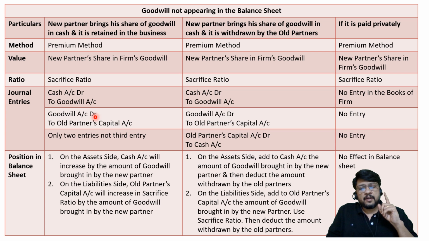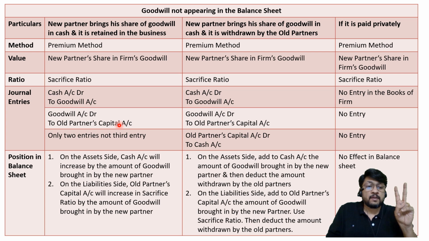But remember, in 12th standard exam, you should not pass combined entry. You should pass two separate entries, cash account debit to goodwill account and goodwill account debit to old partners capital account. Sir, old partners means if there are two old partners, then yes, two old partners. Three, then three old partners. Sir, but then how to divide the amount of goodwill in those two old partners or three old partners? For that purpose, we are going to use sacrifice ratio.